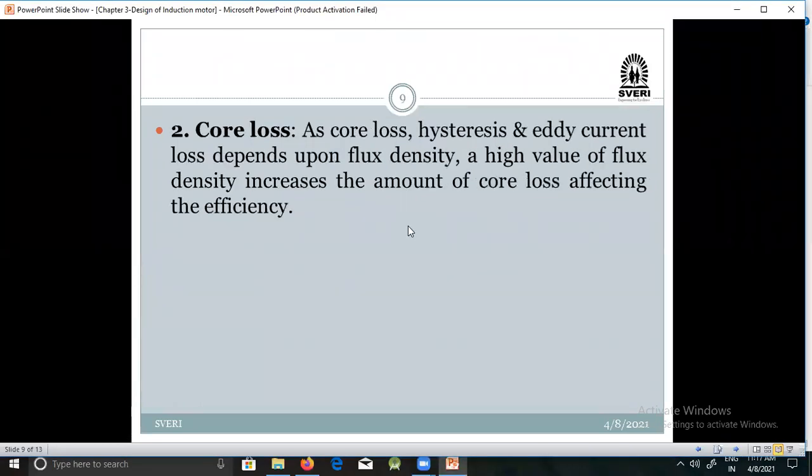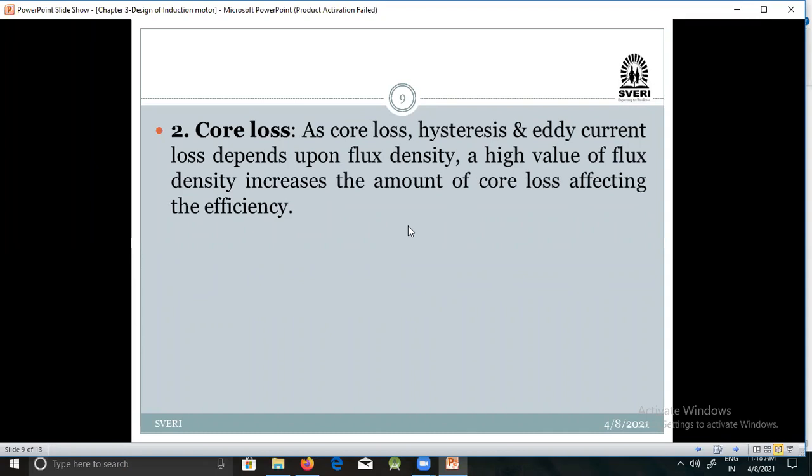Okay, so the next point that we are going to consider is core losses. As you have studied in second year electrical machines, core losses, hysteresis losses and eddy current losses depend mostly upon the flux density. Whenever the value of flux density is increased, the losses are obviously going to be increased. And in any machine, if losses are increased, the efficiency of that machine is going to be decreased. It will affect the efficiency of the machine.